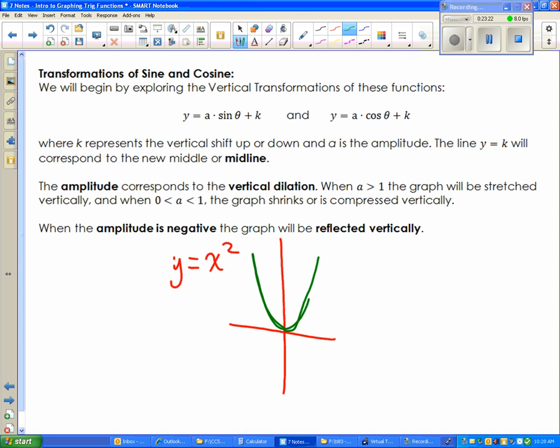So that would be my parent function. If I multiplied it by 2, if you remember, all that's going to do is stretch the graph vertically. And that's going to be the same thing that you're going to see with your sine and cosine functions. They're just going to get tall and skinny. And if the value is less than 1, then it's just going to be compressed and the graphs are going to be flat. But they'll still cross the x-axis, or the midline, I guess I should say, at the same places, because we're not going to do any horizontal shifts or dilations today.